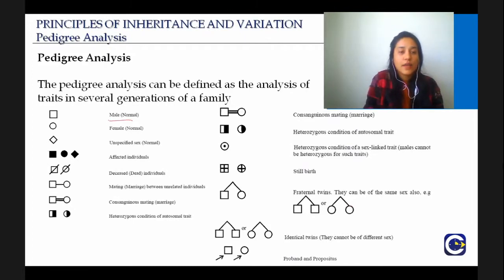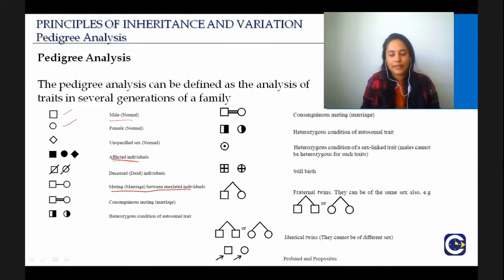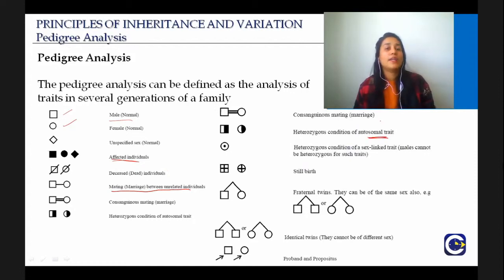Okay, so this is the normal male represented by a square. The normal female is represented by a circle. Then the affected individuals are always represented by the colors. And then this is mating between unrelated individuals. And the heterozygous conditions are generally represented by half colored, this one here for both the conditions. But in the questions, they will not tell you if it is a heterozygous or if it is a carrier.